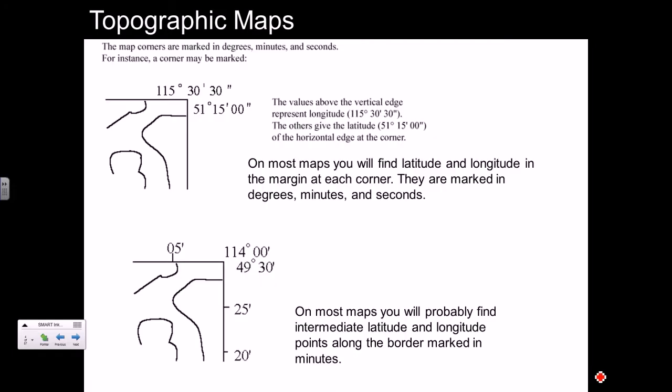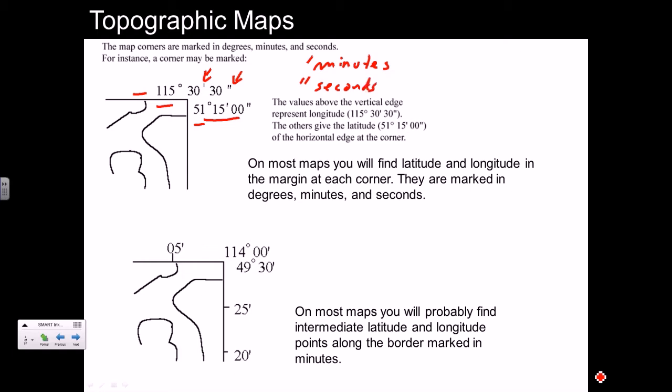If we focus in on a smaller map, what we find is that there are additional units we need to be concerned with. If you take a look at these map corners that are shown here, you'll see at the top here we've got a line of longitude, and then on the side written here is the line of latitude. You'll notice the degrees symbol here, but you'll also notice there's a tick mark and a double tick mark, or a quotation and a double quotation. The single quote is for minutes, and the double quote is for seconds.